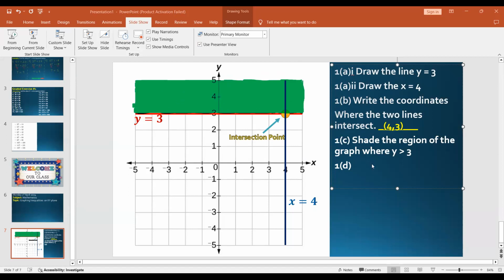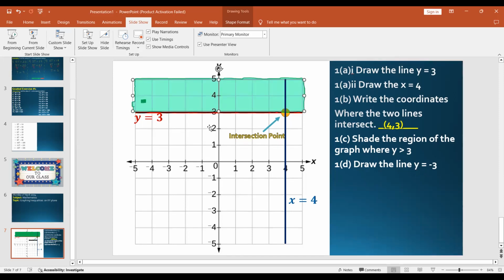Chai, do you understand this? Yes, sir. Okay, so the next part is we're going to shade the region where, or maybe we should draw the line for a second. Let's draw the line Y is equal to negative 3. So if we want to draw the line, Y is equal to negative 3.